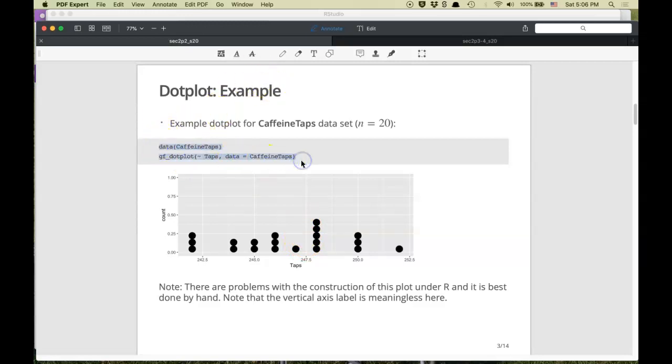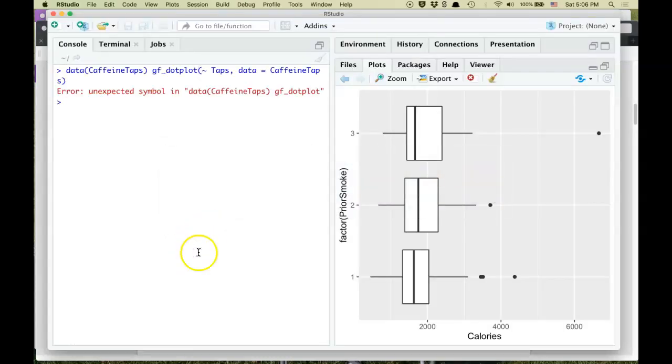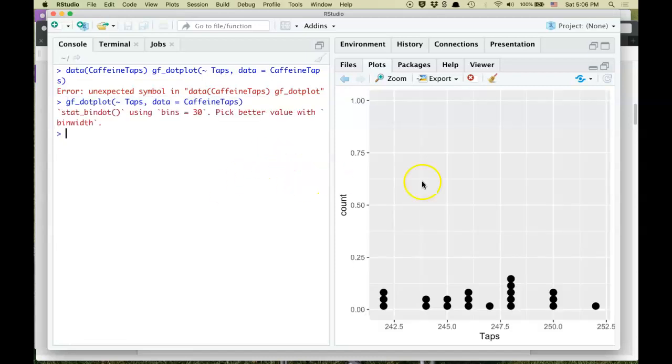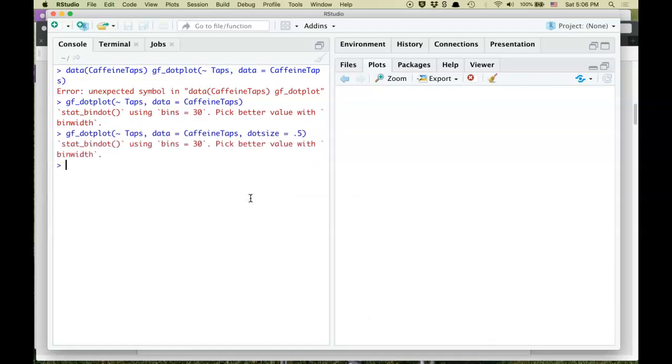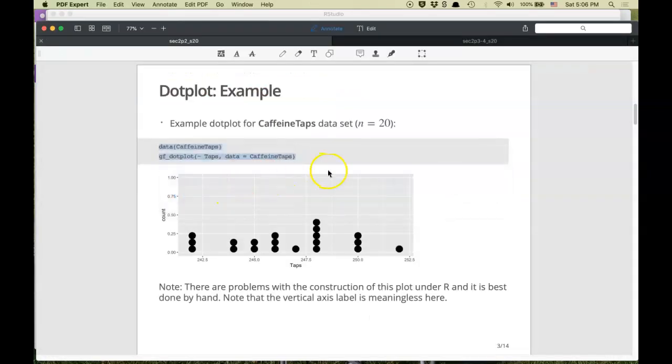Let me see if I can copy that into a window I've got open with R on my own computer. Pay no attention to what's already there. I think I don't need that. And let's see if it will let me do this. Okay, so I get this kind of plot. You can actually add an argument here and say dot size equals 0.5 and make them smaller or larger depending on the size of your data. So that's a possibility.